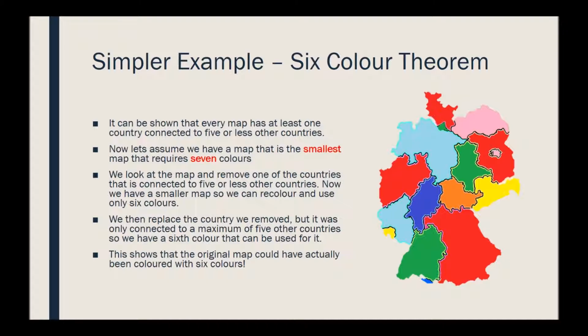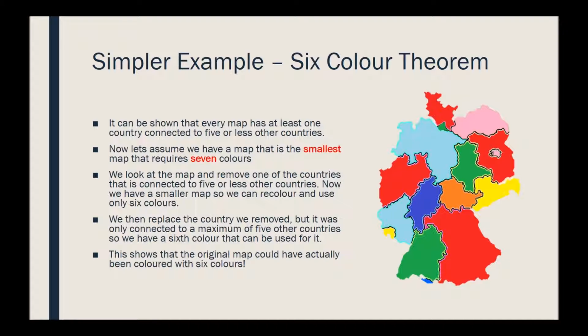So the first thing we have to assume is that there is a country on every map that is connected to 5 or fewer other countries, and that's just a fact that we have to accept. It can be proved, but we're just accepting it for now. So what we're going to do is assume that we have a map that is the smallest map that requires 7 colors. So we're assuming we need 7 colors to color our map.